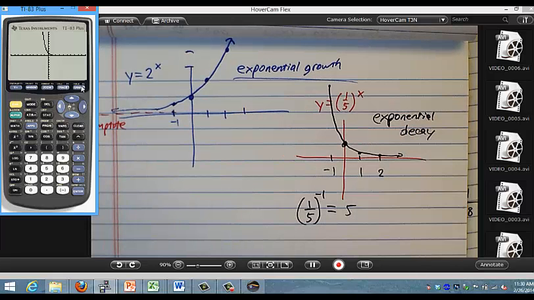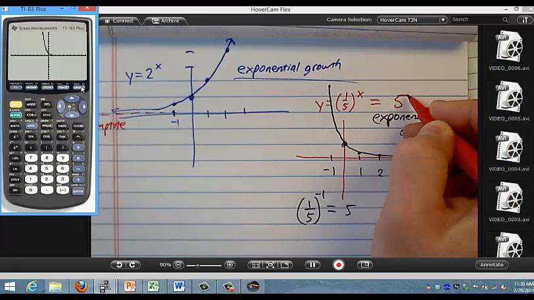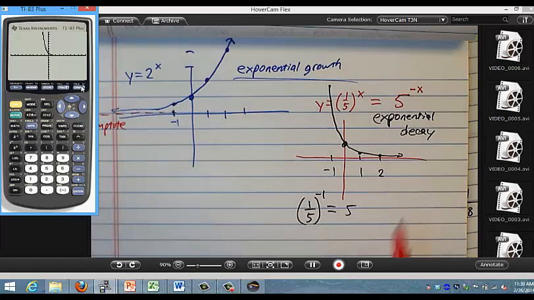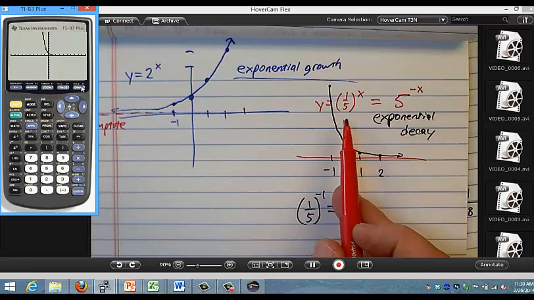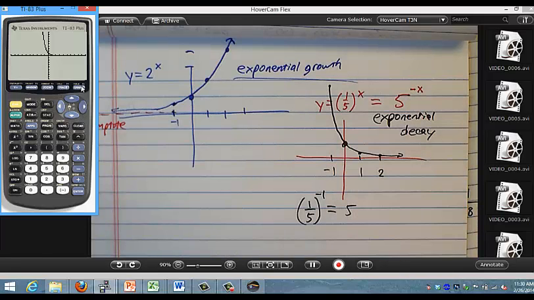And I want to point out one more way that exponential decay is sometimes represented. Sometimes you'll see it written this way: 5 to the negative x power. If you see that, does that make sense to you guys? That that's also exponential decay? Because what's the negative exponent tell you to do? Take the reciprocal. Okay? But all of them go through 0, 1. I think that's important to understand.